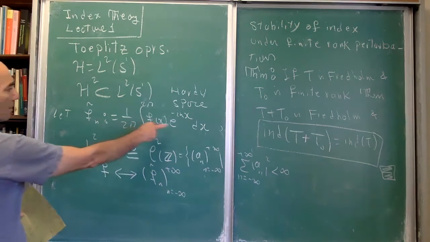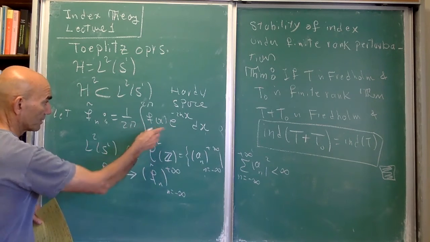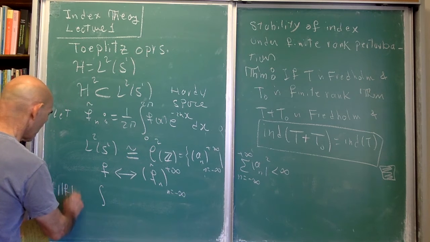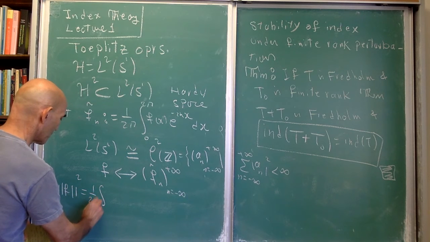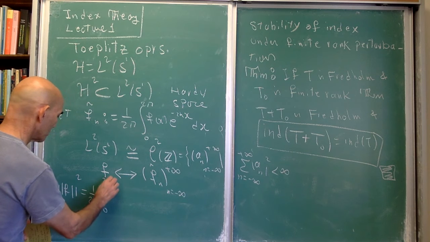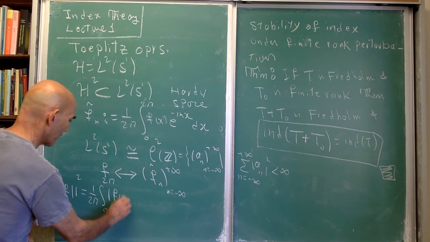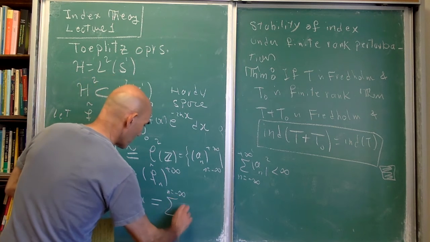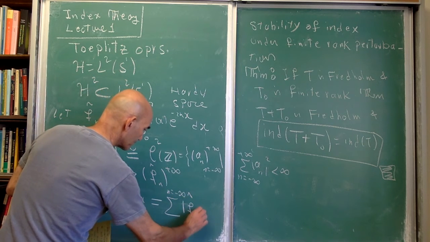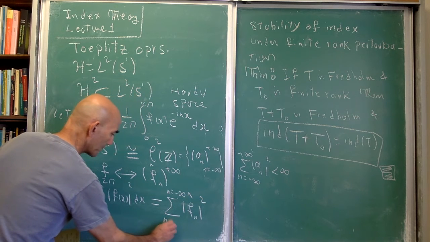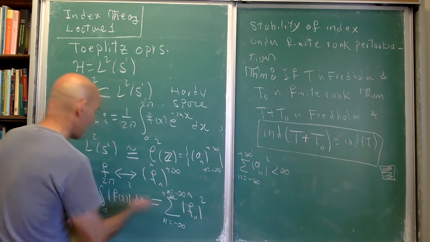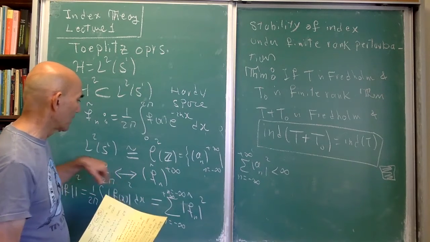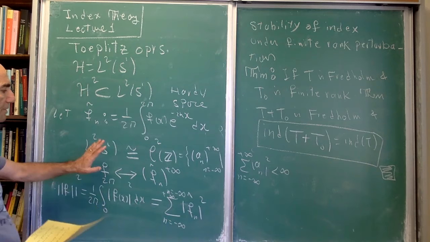In fact, basic Fourier series theory tells you that the norm of f squared, which is 1 over 2 pi, the integral from 0 to 2 pi of the absolute value of f of x squared dx, is equal to the sum of the Fourier coefficients squared. So this, in this case, is the Plancherel formula, and this is the Hilbert space linear isomorphism between this Hilbert space and that.